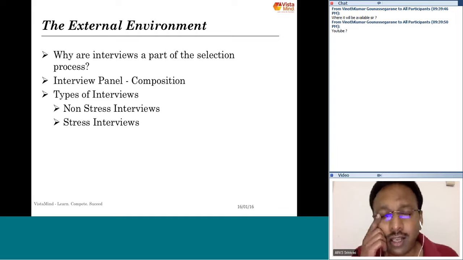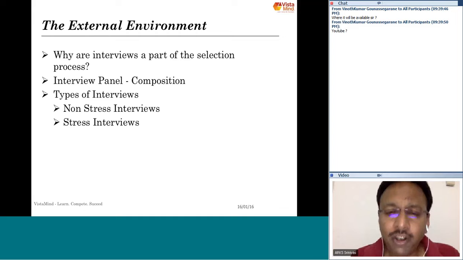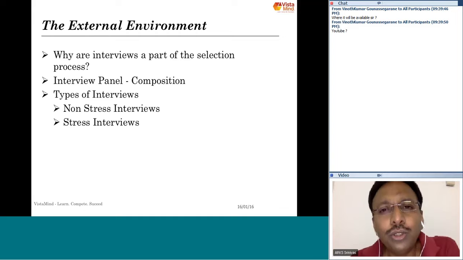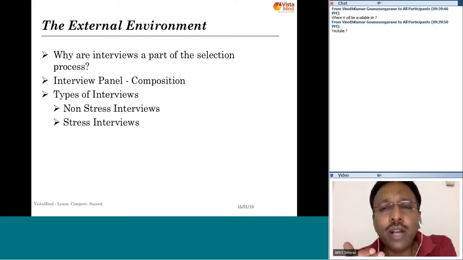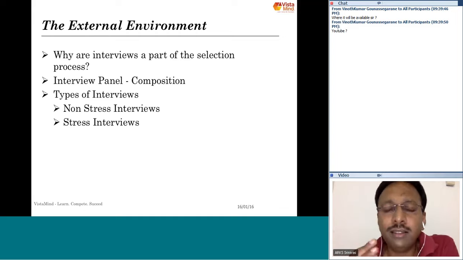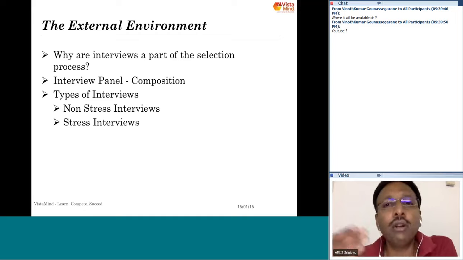When you are given that kind of comfort zone, one of the biggest problems is that you tend to lower your guard. The moment you lower your guard, believe me, any question, even the most innocuous-looking one, if you're not able to answer it in a very structured, very mature way, chances are that you are almost losing the chance to get in there.